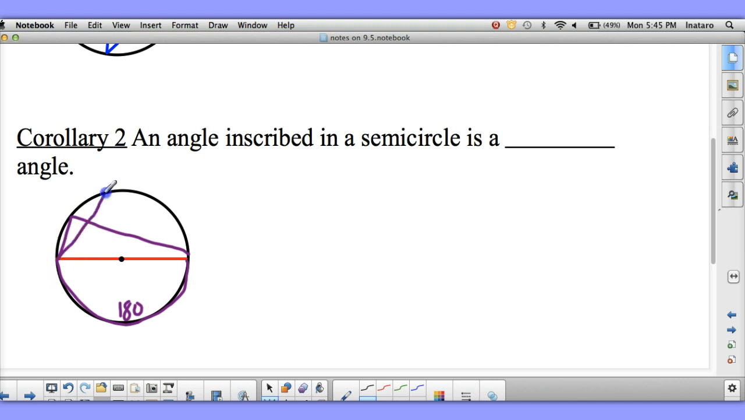Even if I drew my inscribed angle here, or here, or over here, it doesn't matter as long as the endpoints are on the ends of a diameter. All of these angles are intercepting a semicircle, a 180 degree arc. That means all these angles would be 90 degrees. That would make them right angles. So corollary 2 says an angle inscribed in a semicircle is a right angle.